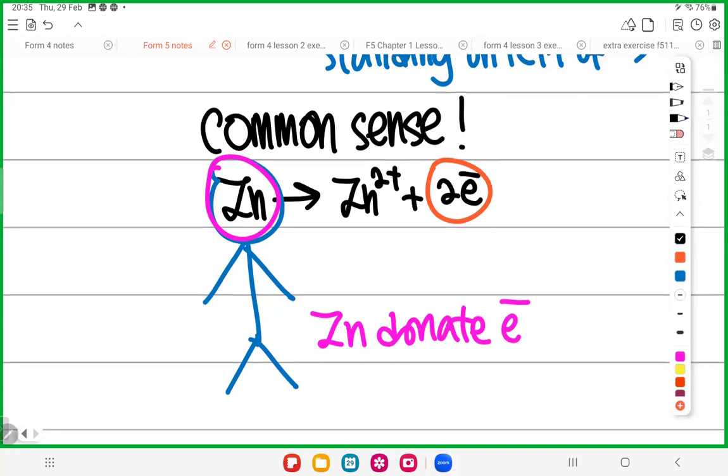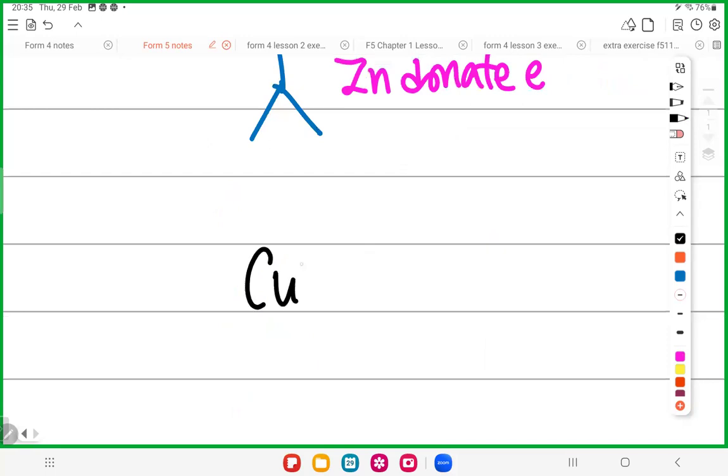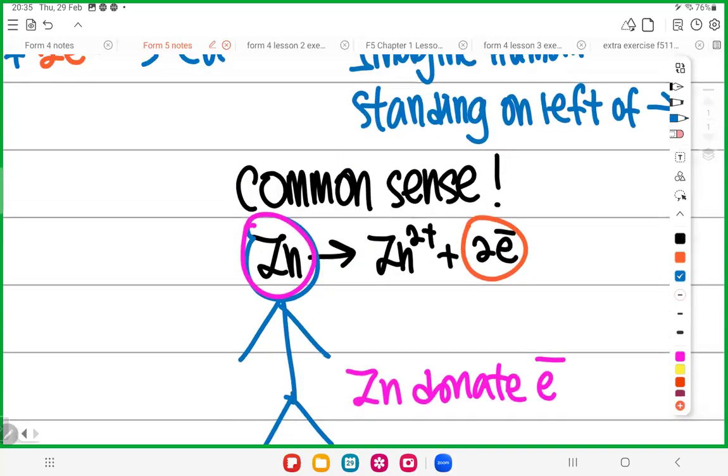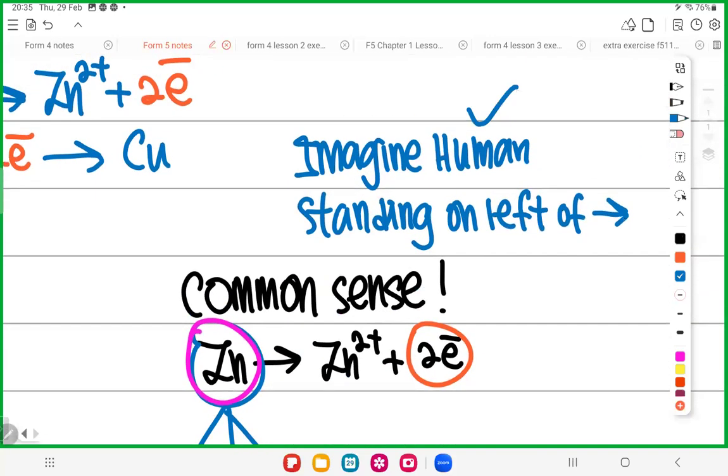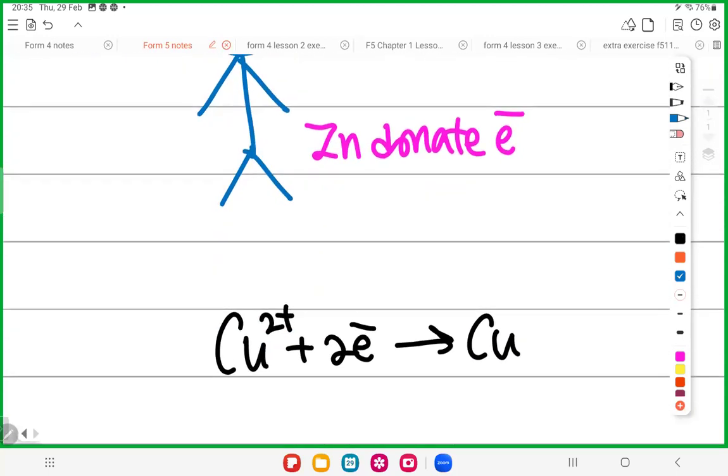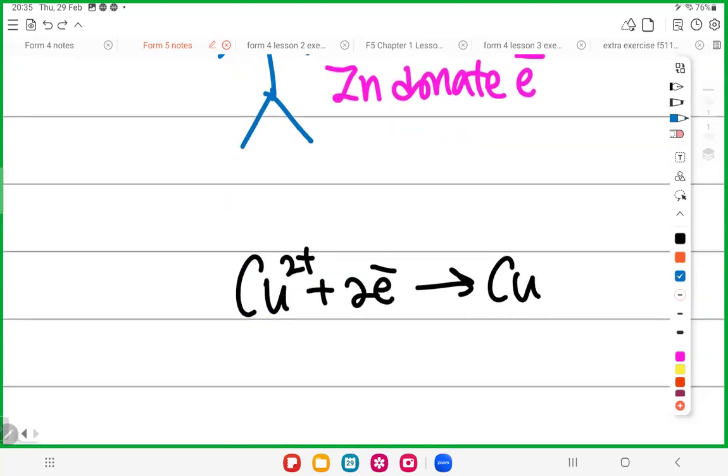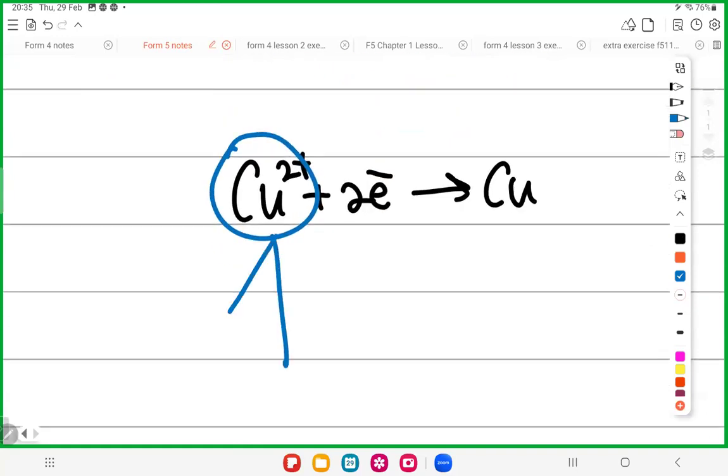Okay, one more example. Cu2 plus 2e becomes Cu. So I told you just now, imagine you are a human always standing on the left-hand side of arrow. So this is arrow. So left-hand side of arrow, this is you. So guys, now tell me, this electron is far or close to you? Close, am I right? This electron very close to you.